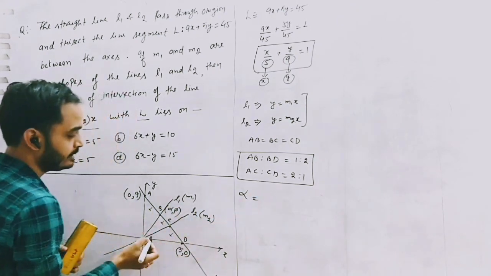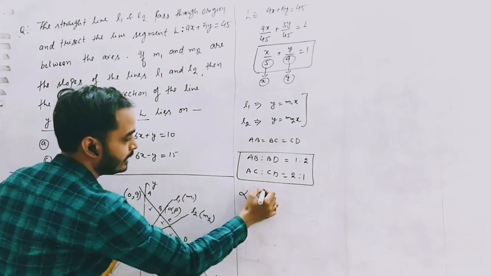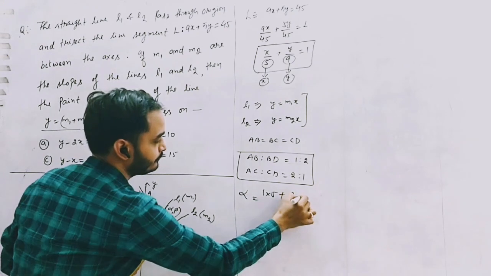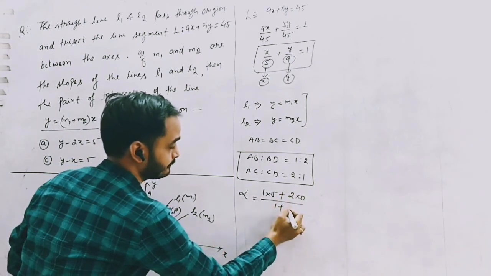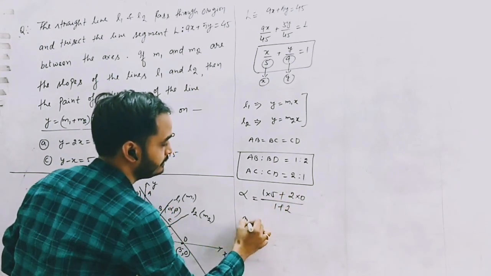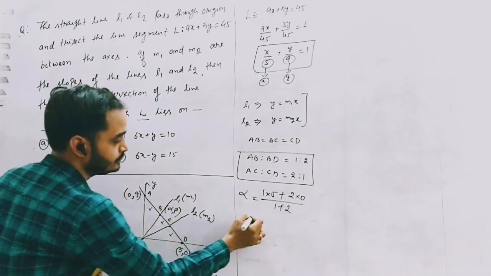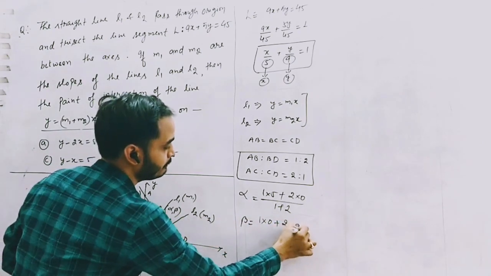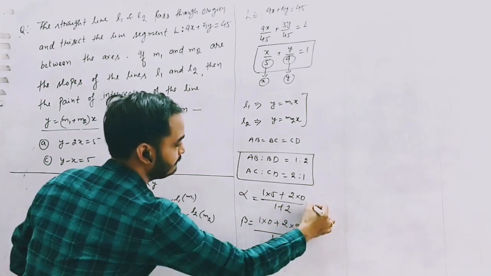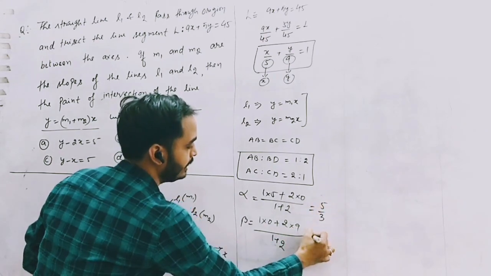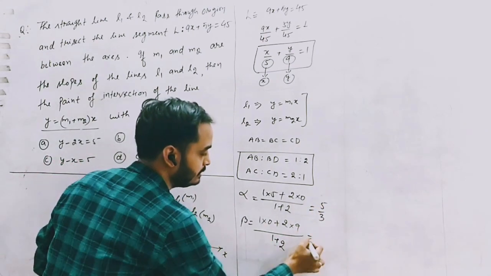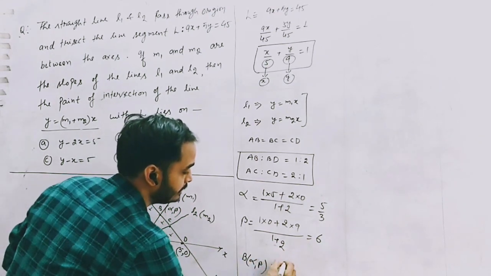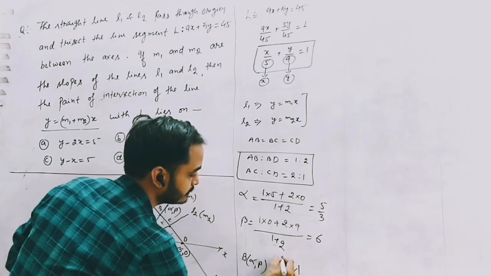Then alpha can be written as 1 into 5 plus 2 into 0 upon 1 plus 2, and beta can be written as 1 into 0 plus 2 into 9 upon 1 plus 2. So alpha will be equal to 5 upon 3 and beta will be equal to 18/3, that is 6. So coordinate of point B, alpha comma beta, is 5/3, 6.